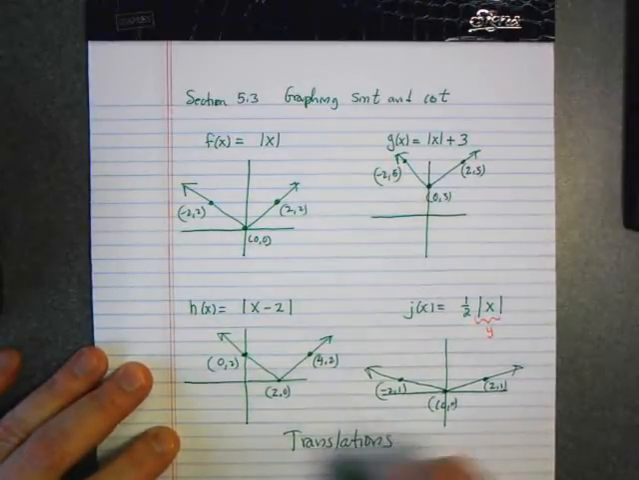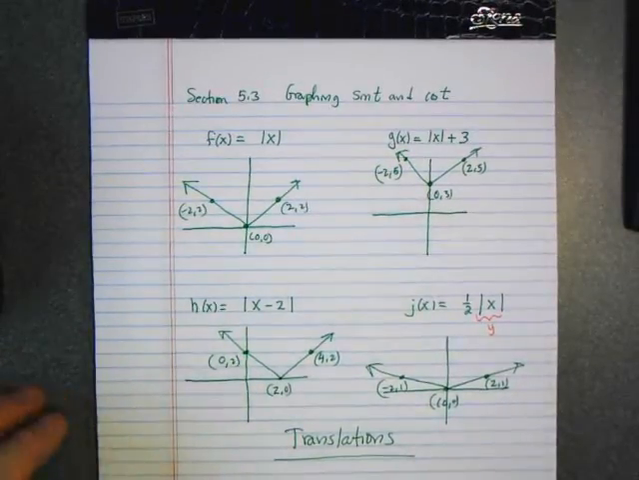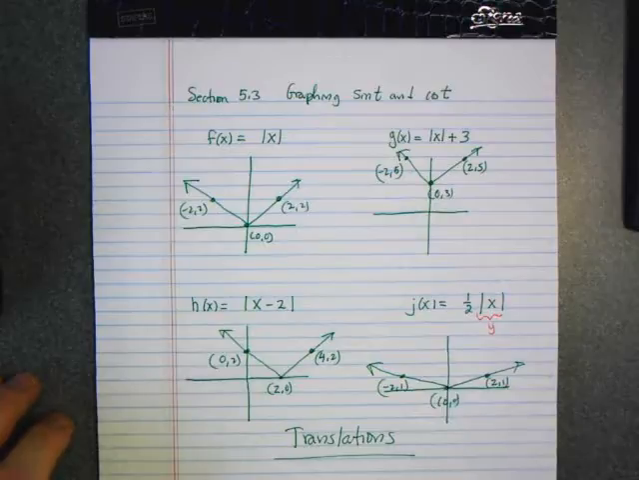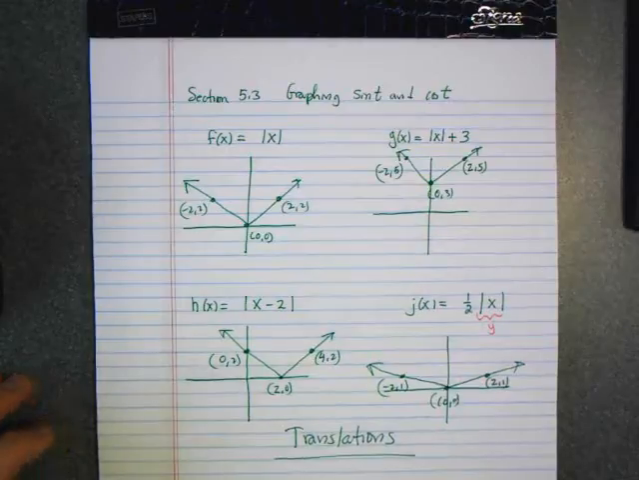All right, so what we're going to do today is figure out what a standard sine wave should look like and what a standard cosine wave should look like. And then we'll use translations to move it around and get different graphs. So that's why I wanted to do a quick review of translations first.